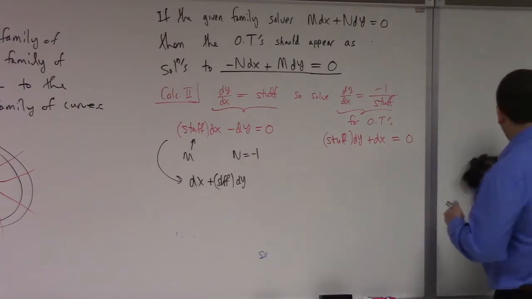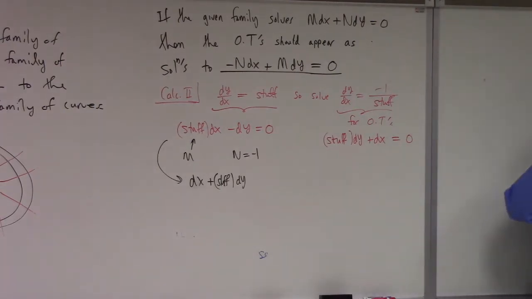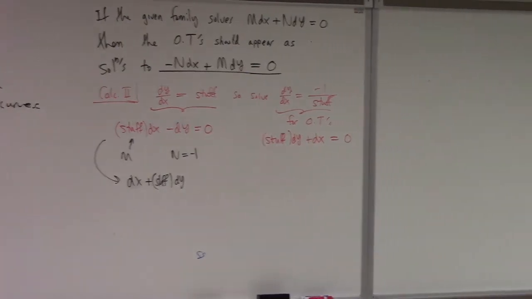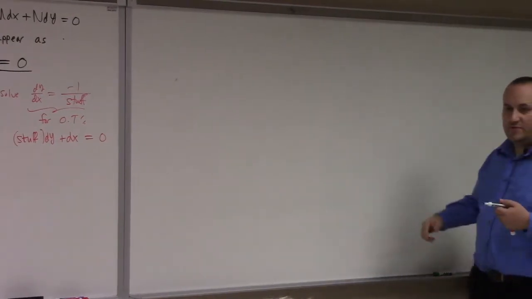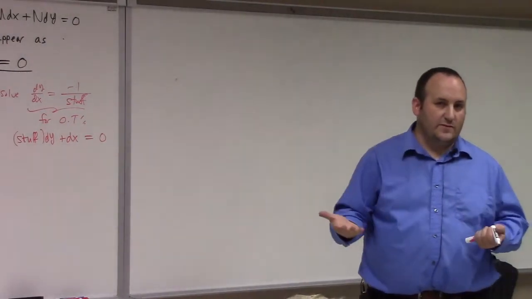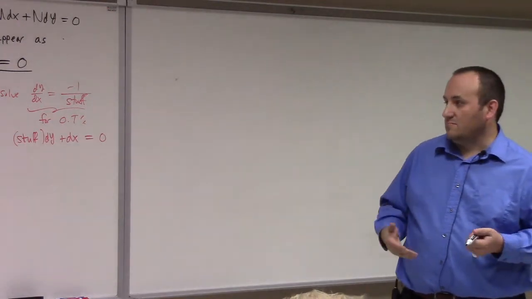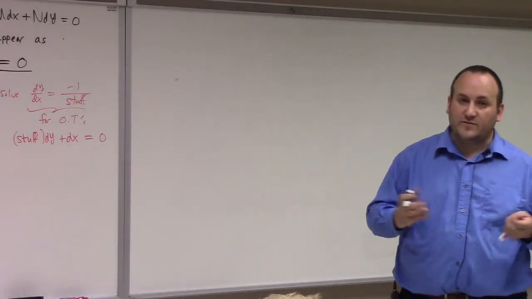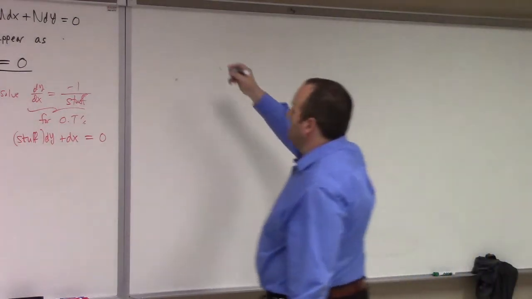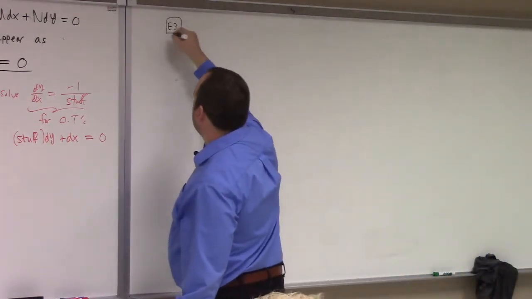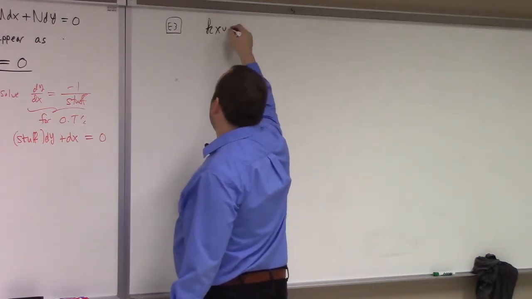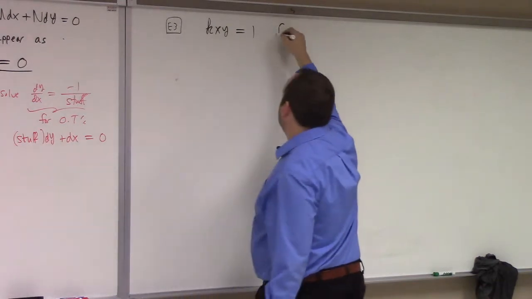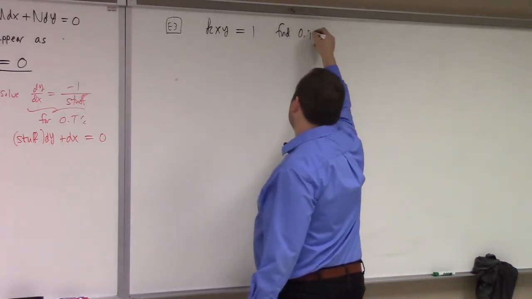Don't be confused. There's nothing to be confused about here. There are a lot of different ways these orthogonal trajectory problems come to you, right? Sometimes you're given a differential equation and told to find the orthogonal trajectories. Other times you're given a specific curve, or a family of curves. So here's an example of that. It could be something like kxy equals 1. Find the orthogonal trajectories to this.